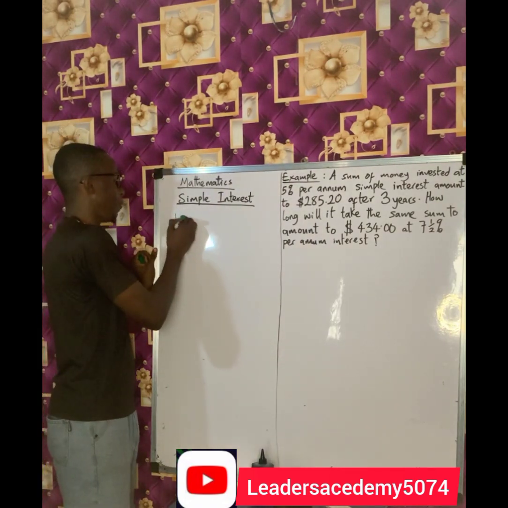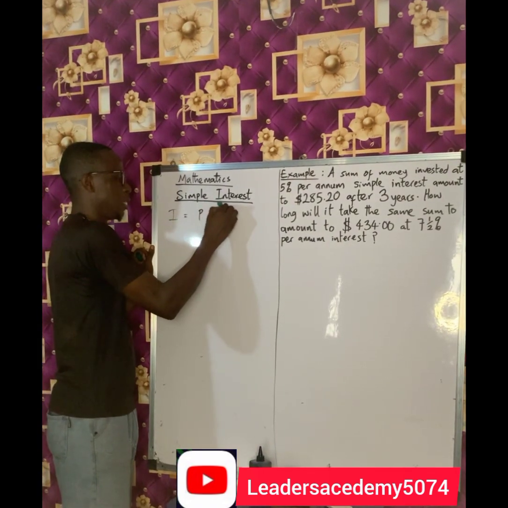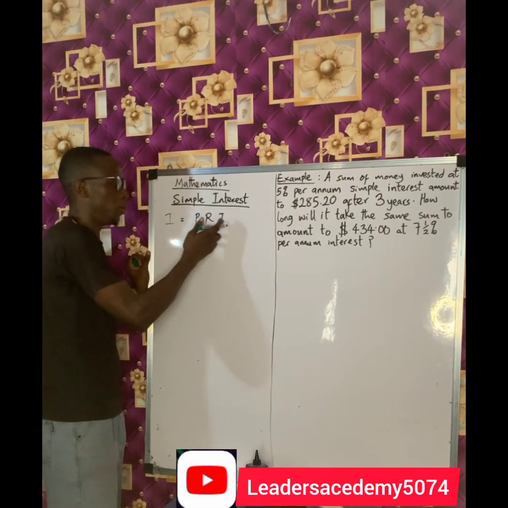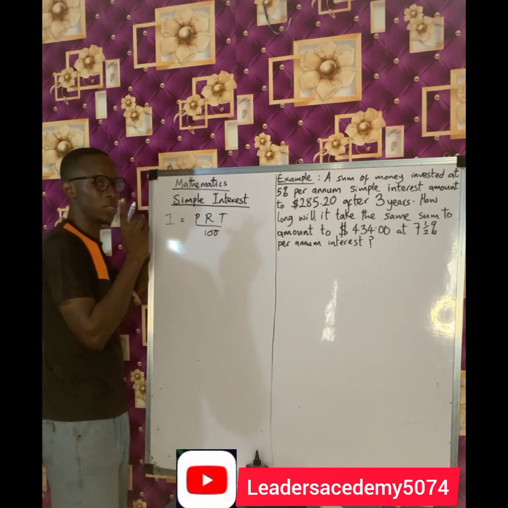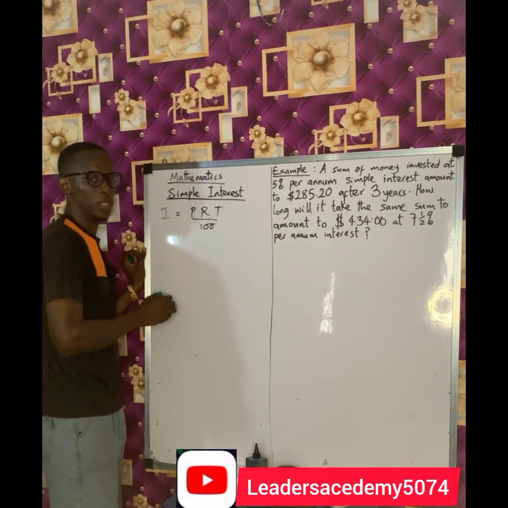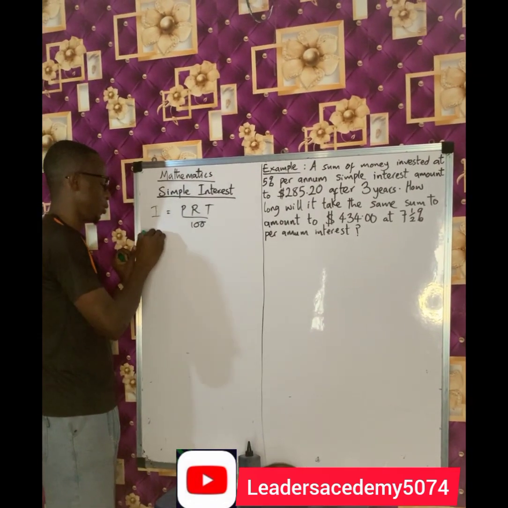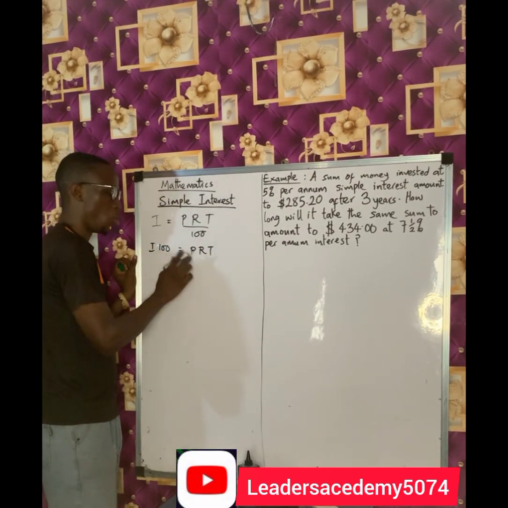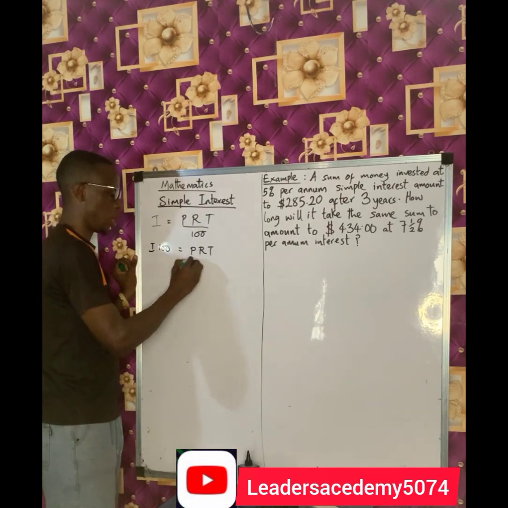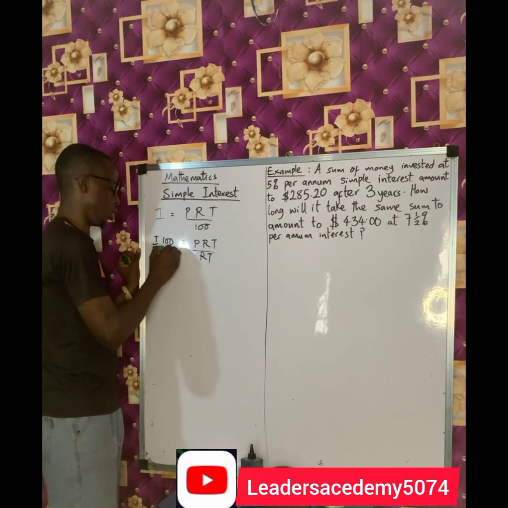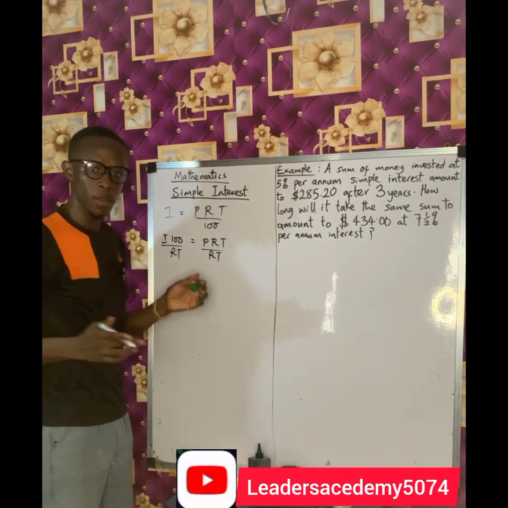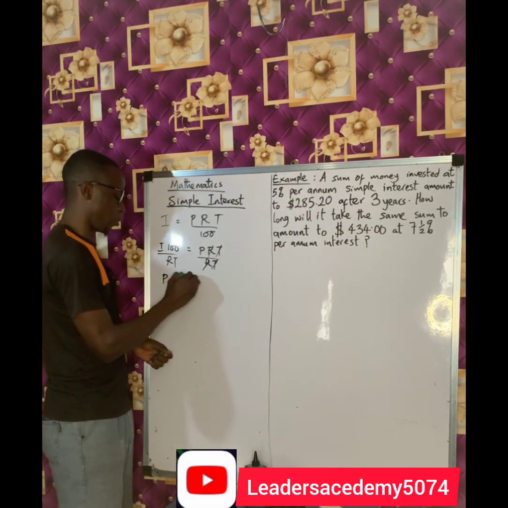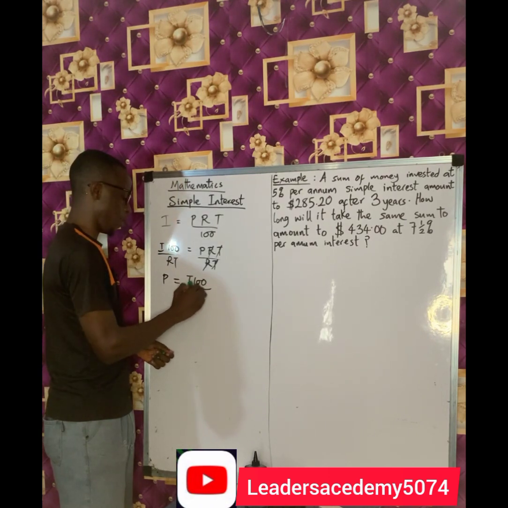So in the previous class, we defined interest to be principal times rate times time over 100. Now I want to make P, the principal, the subject of the formula. I'll say I times 100 equals PRT. Making something the subject of the formula means only one of them will be on that side. So I divide by RT, and we have P, the principal, equals I times 100 over RT.